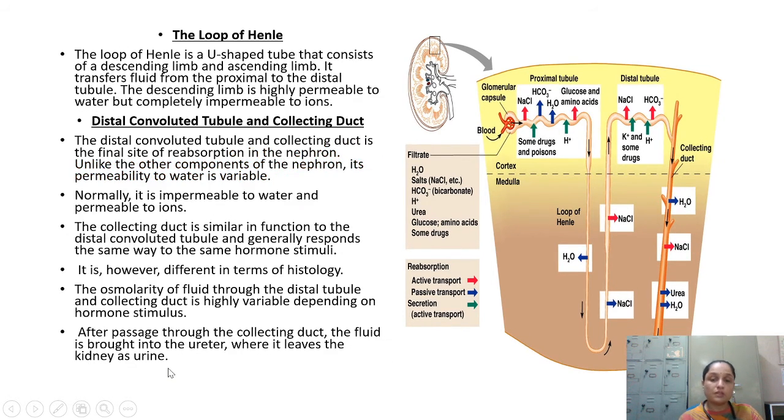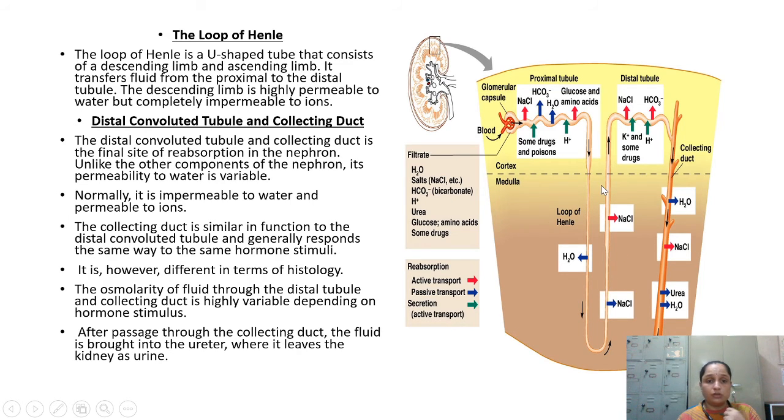Okay. Now we came to the next part, that is the loop of Henle, a hairpin loop structure. The loop of Henle is a U-shaped tube that consists of the descending limb. This one is the descending limb. This one is the ascending limb. It transfers fluid from the proximal convoluted tubule; the filtrate is going where?